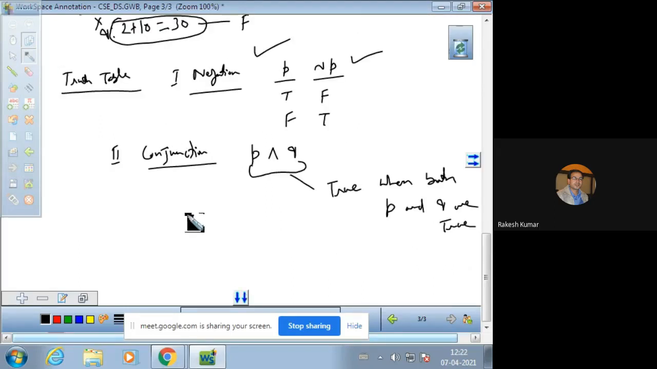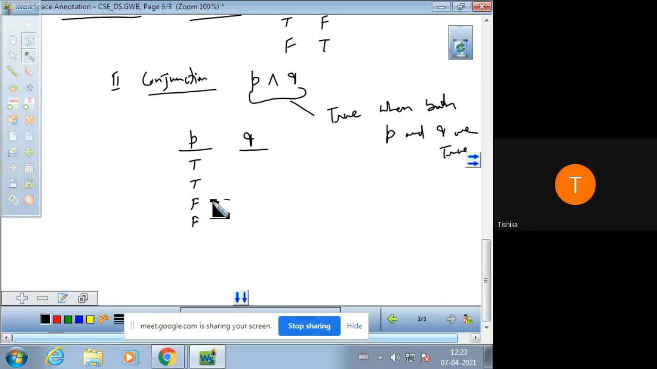So you can take the example of this. Now the preposition P and the preposition Q can take the values.